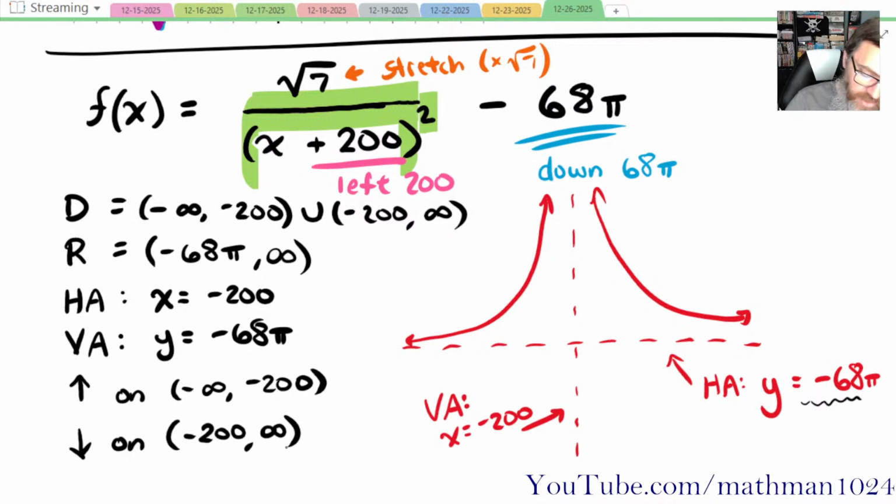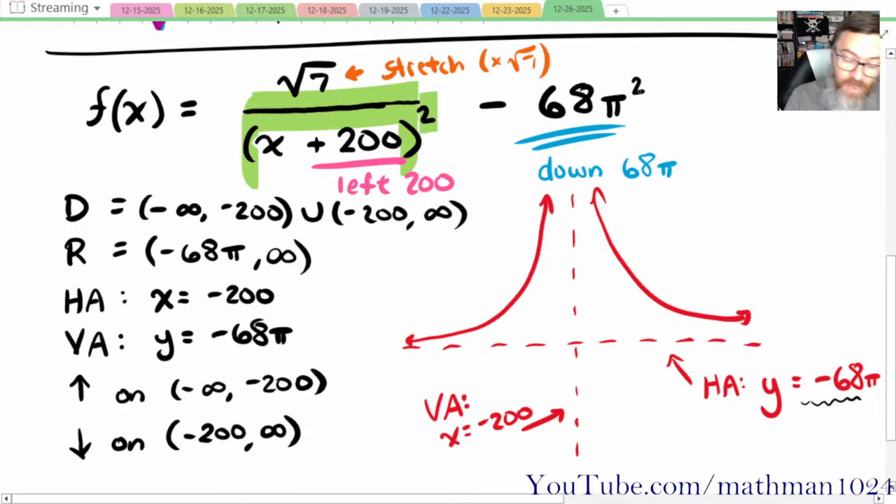All right, so even though I have crazy numbers, who cares? If I'd made this 68 pi squared, that means we're going down 68 pi squared units. So my vertical asymptote is y equals negative 68 pi squared. So then my range is negative 68 pi squared to infinity. And there's how I make those changes, right?